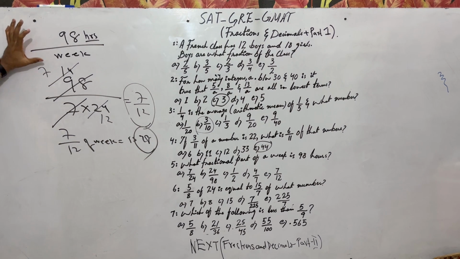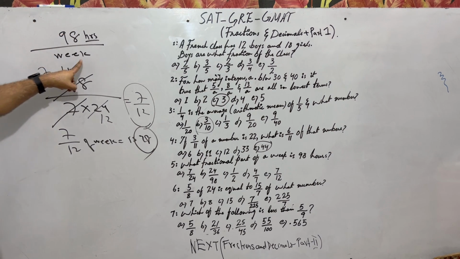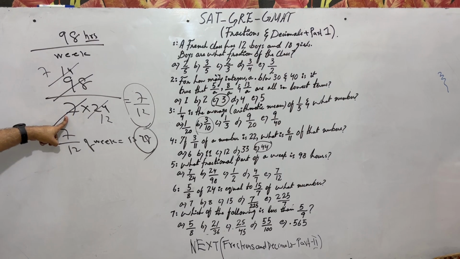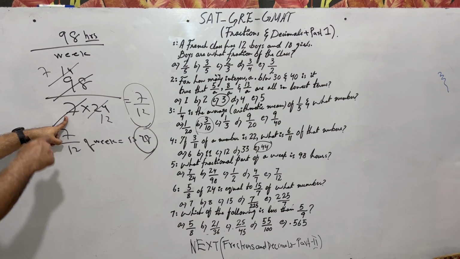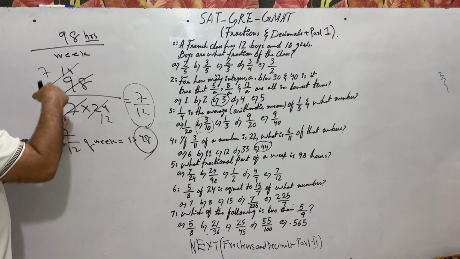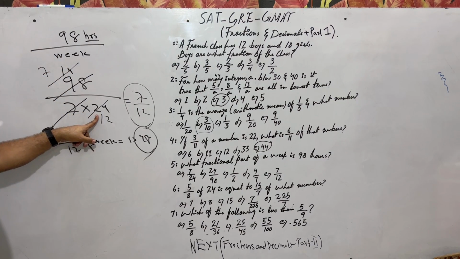Look at this. We have to find the fraction of 98 hours and a week. They are not compatible. They are not parallel. Make them same. 98 hours, week, 7 days. Furthermore, I still need a day in hours. Each day comprises 24 hours. 7 times 24.